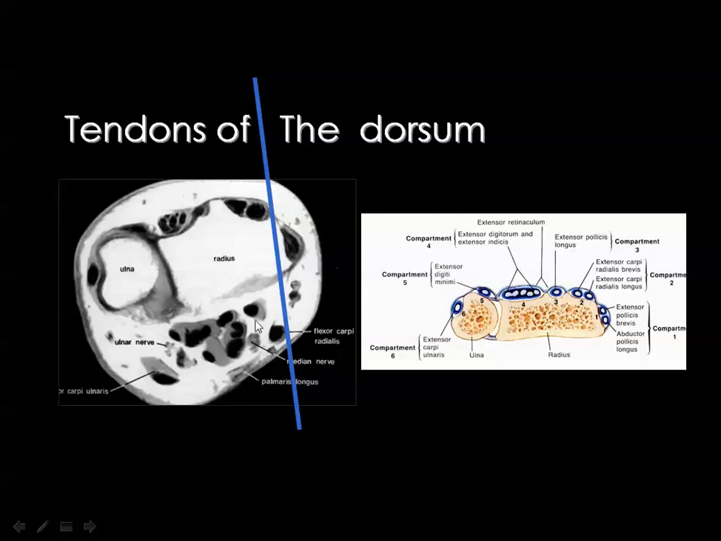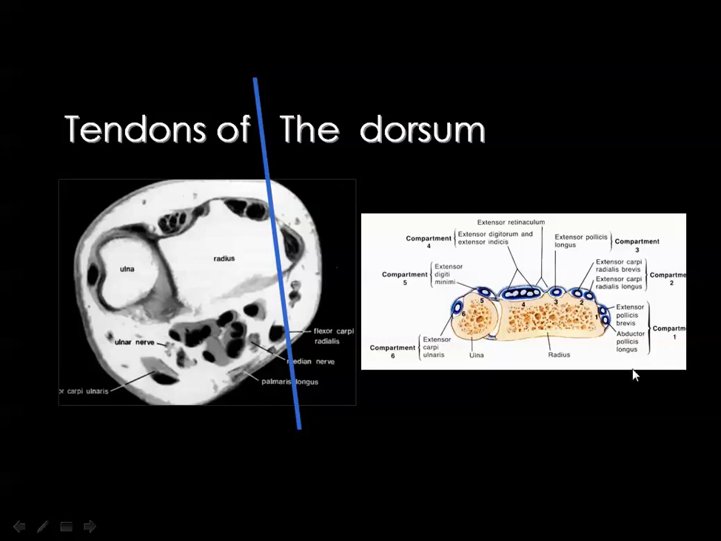Also, the flexor pollicis longus is represented by two, which are the extensor pollicis longus and the extensor pollicis brevis, which is located here. And if you look at the drawing, you will see another tendon which also belongs to the pollicis, and this is abductor pollicis longus.